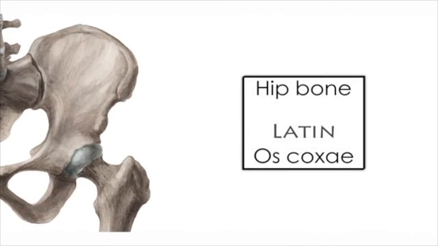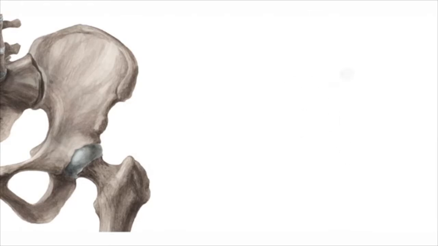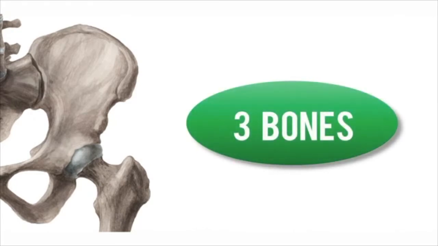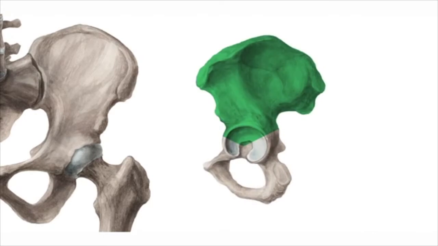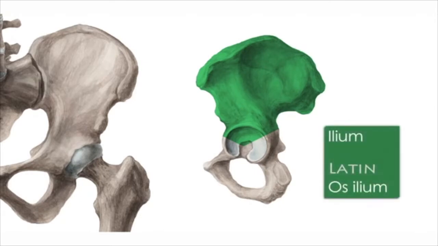Very important. And the very first thing you need to know about the hip bone, it's also comprised of 3 bones. The hip bone consists of 3 bones. The first one is this one that you can see here. It's highlighted in green. And this bone right here is the largest one that you find on the hip bone and is known as the ilium.